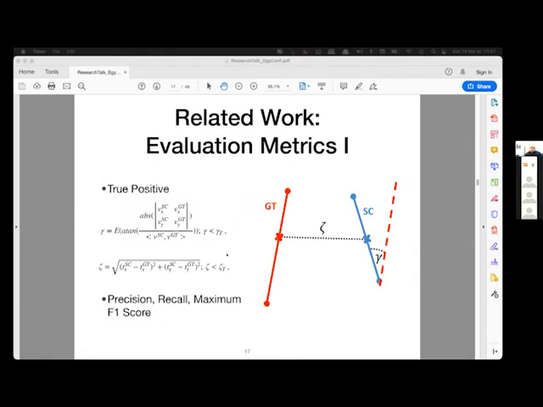How do they do the evaluation metrics for that? They usually use a true positive approach. If you have ground truth and a symmetry candidate, you go to the centroids and calculate the Euclidean distance between them. This is the first criterion. The second criterion: you take the same ground truth, project it near the symmetry candidate, and calculate the angle between them. Based on these two criteria, if each is less than some threshold, it is considered a positive. So we have a gamma threshold and a zeta threshold here, and based on that, he can calculate the precision, recall and maximum F1 score.